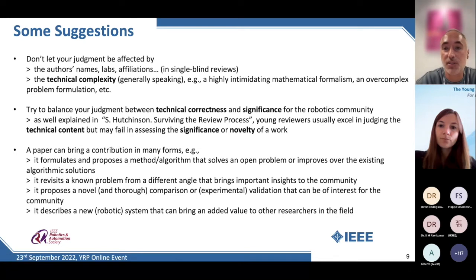They also have the time, I would say, to read the paper in all the details and check all the equations and appreciate the technical content. So they can be very happy about the paper from this side. But of course, since they lack experience, they may fail in assessing the significance of the work, or the novelty of the work, because you need also to be able to judge whether the contribution, besides being correct, adds a value to the community.